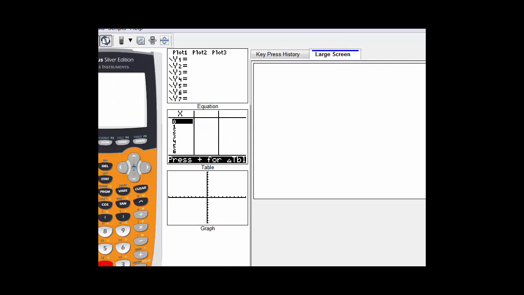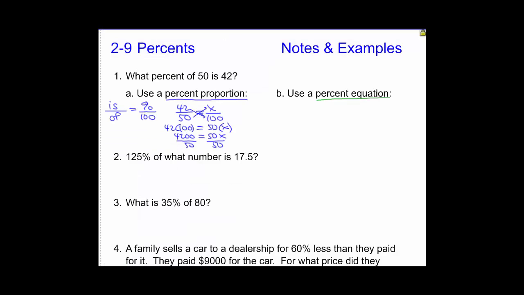4200 divided by 50 gives me a value of 84. So that is my missing percent. The question said what percent, so the answer is 84%. Now, I really wish I had room to write that sentence in there. I would say 42 is 84% of 50, and then circle the 84 because that's the answer.